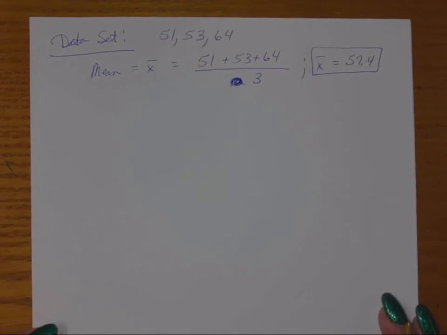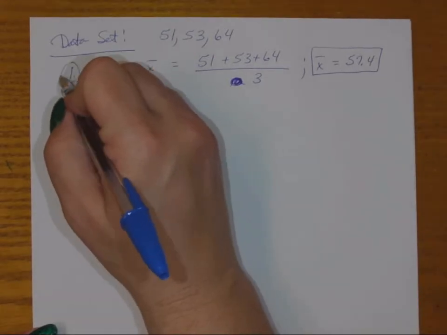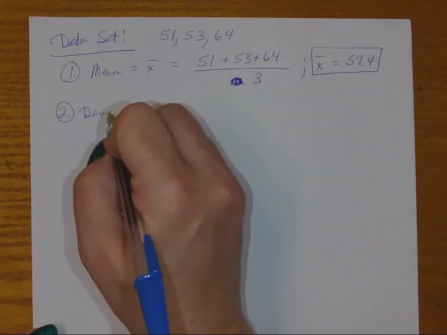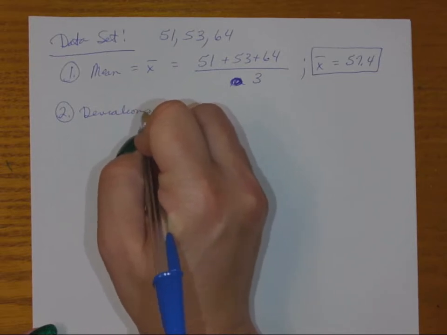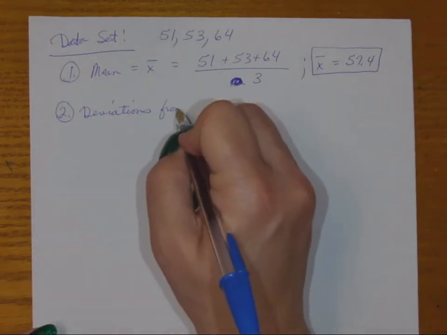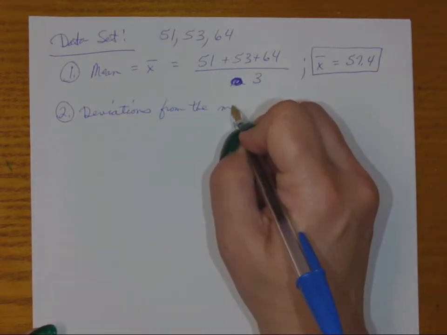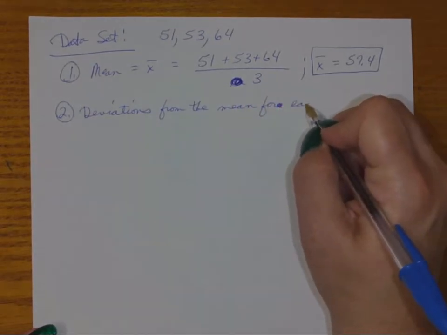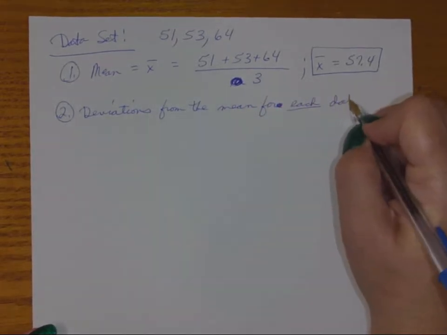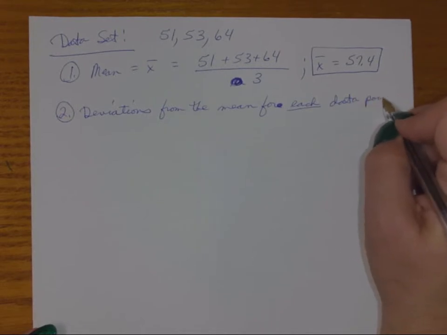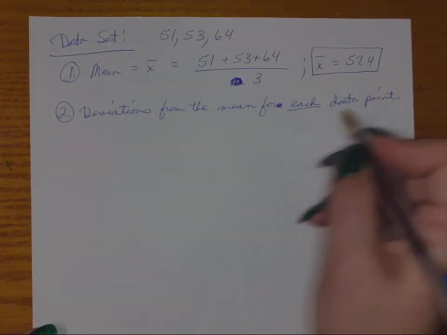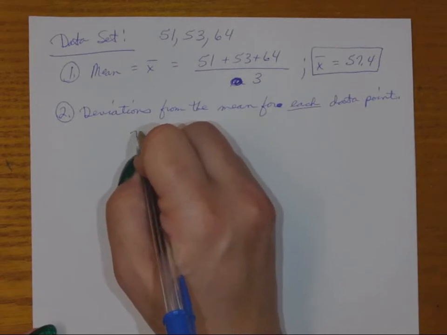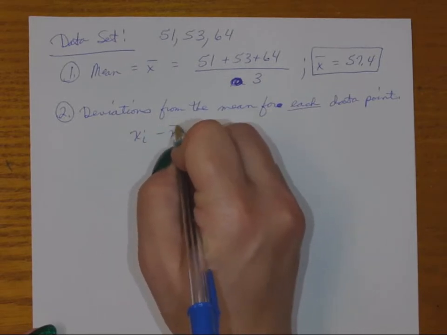That's my first step. Second step, find the deviations from the mean for each data point. What does that mean, Dr. Webster? That means you're doing this right here, x sub i minus x bar.